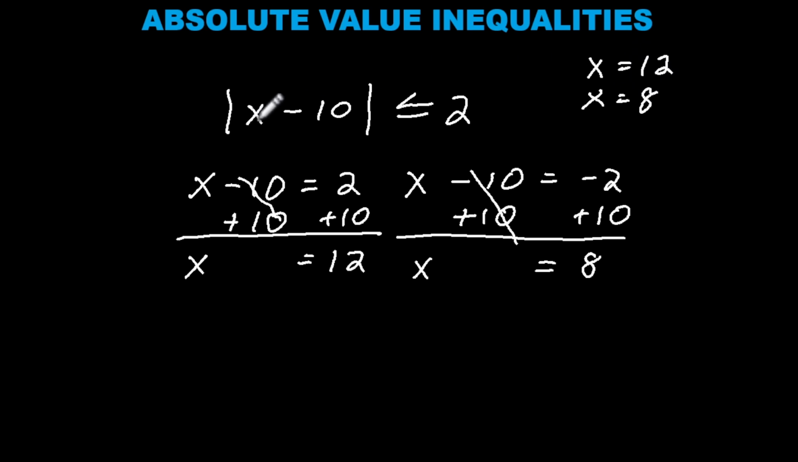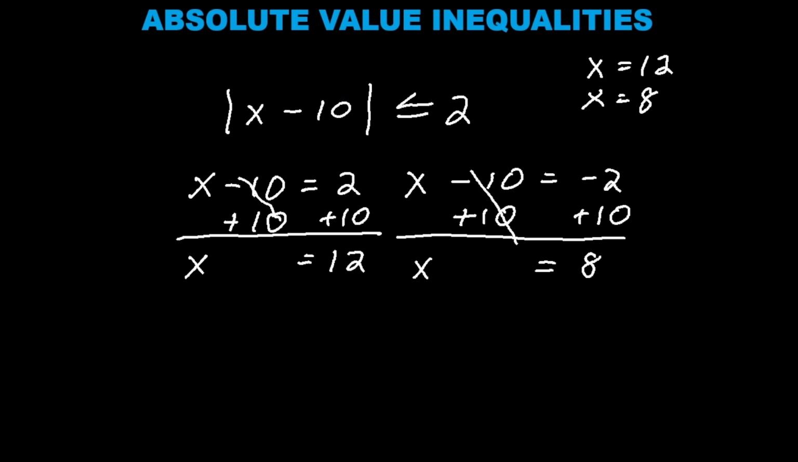And when I plug the 12 in, I get absolute value of 2 is less than or equal to 2, and it's positive 2 or negative 2 inside is still going to make it 2 is less than or equal to 2. So if I put 8 inside, what I get is minus 2, and the absolute value of minus 2 is 2, and 2 again is less than or equal to 2.